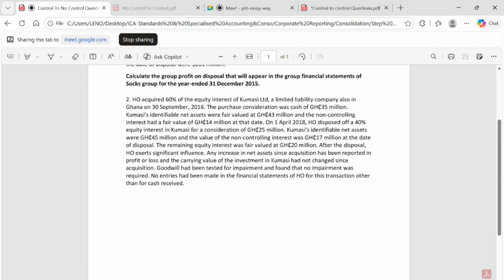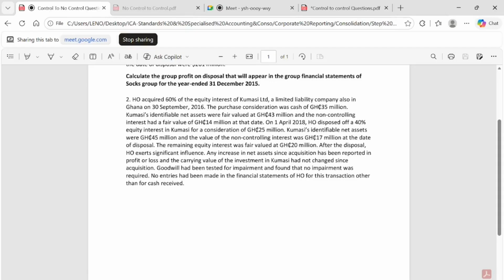On 1st April 2018, Ho disposed of 40% equity share in Kumasi for consideration of 25 million. Kumasi identifiable net assets were 45 million, and the value of the non-controlling interest was 17 million at that date of disposal. Clearly, the net assets of the company have increased. The remaining equity interest was fair valued at 20 million.